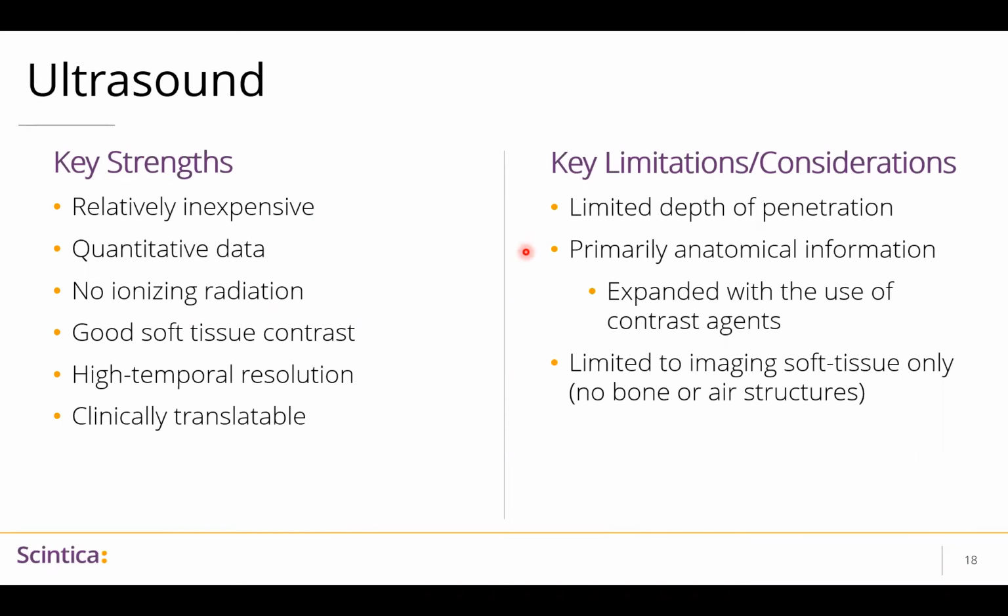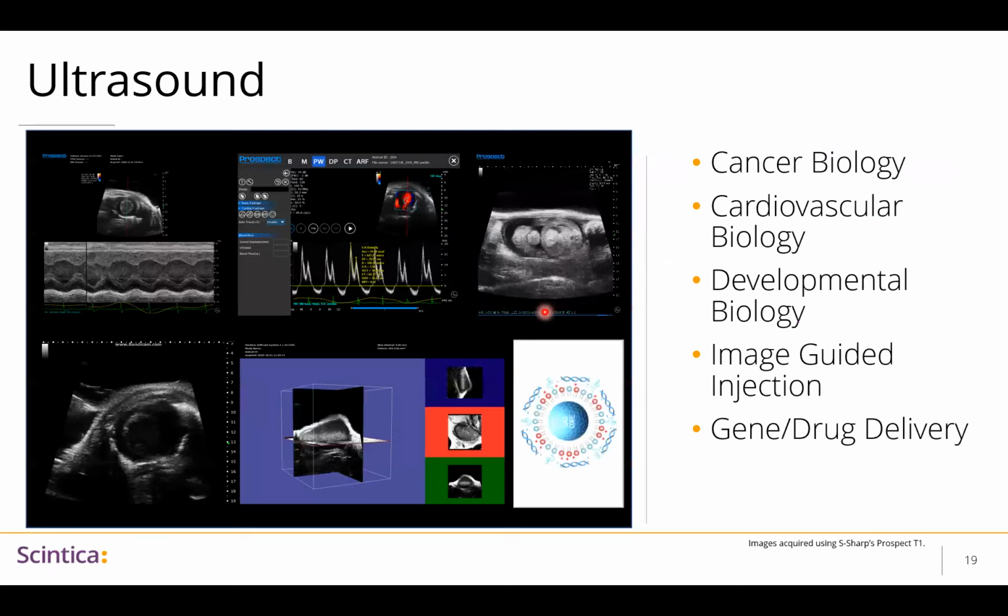Typically, it's used primarily for anatomical information, which we can expand this to molecular information by the use of contrast agents. And we're limited to seeing soft tissues only. So we can't see bone or through bone, and nor can we see air structures like the lungs.